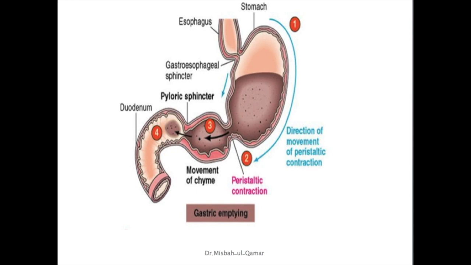Let me now summarize it again for you. A peristaltic contraction originates in the upper fundus and sweeps down toward the pyloric sphincter. The contraction becomes more vigorous as it reaches the thick-muscled antrum. Strong antral peristaltic contraction propels the chyme forward. A small portion of chyme is pushed through the partially open sphincter into the duodenum. The stronger the antral contraction, the more chyme is emptied with each contractile wave.